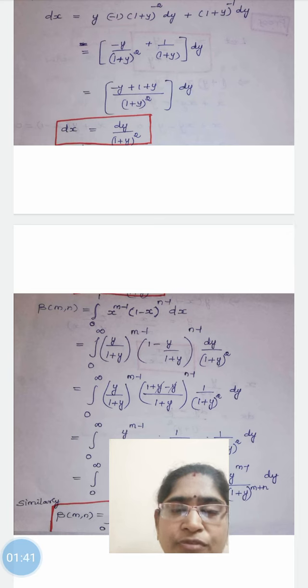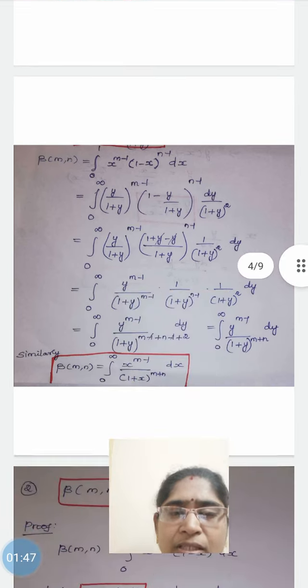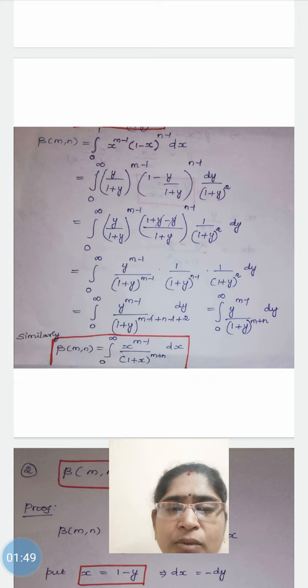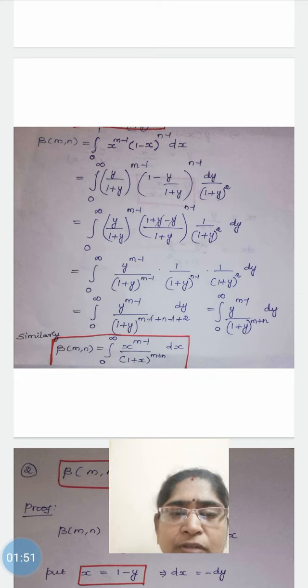Now coming back to the definition of beta of m comma n, and by substituting the new limits and the value of x as y by 1 plus y and dx as dy by (1 plus y) the whole square, after simplifying this, we will get the answer as integral over 0 to infinity y to the power of m minus 1 divided by (1 plus y) the whole power m plus n into dy. Similarly, we can prove it in terms of x, so we got the result.